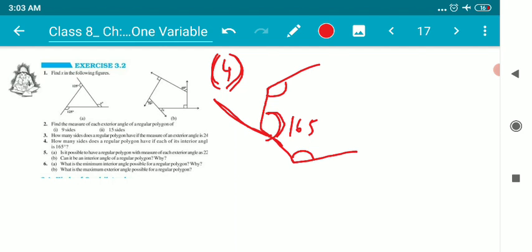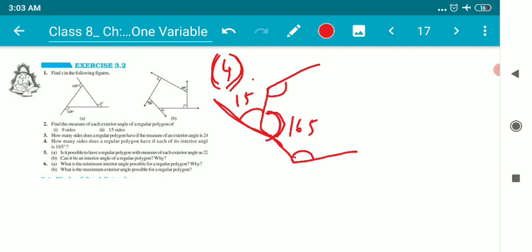Now a question may arise in your mind: why did I draw the figure like this? Children, because I don't know the number of sides. Until and unless I know the number of sides, how will I draw the figure? Not possible, right? So if one interior is 165, the exterior would be, of course, 15 degree. Now the question comes in your mind, how come?